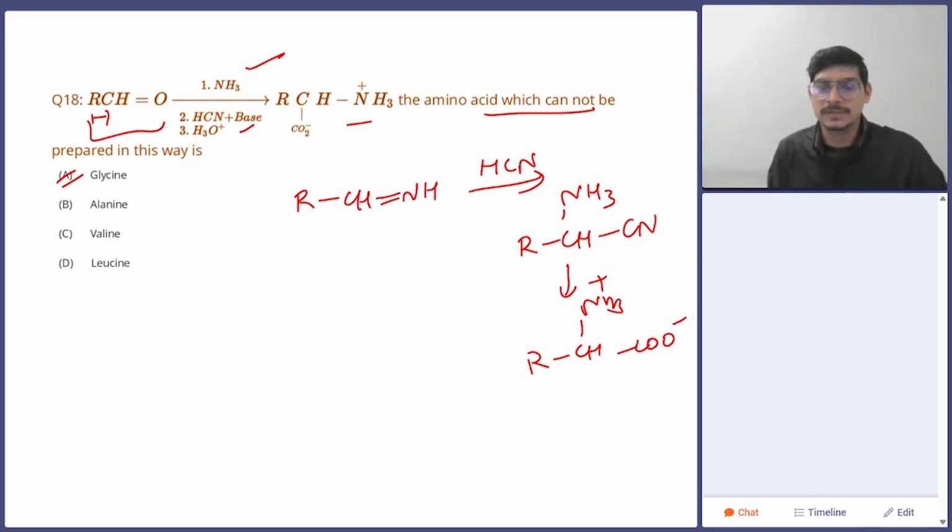So yes, this R cannot be H. It can be alanine, which has the side chain of a methyl group. It can be valine, it can be leucine, but it cannot be glycine. So the correct answer is glycine.